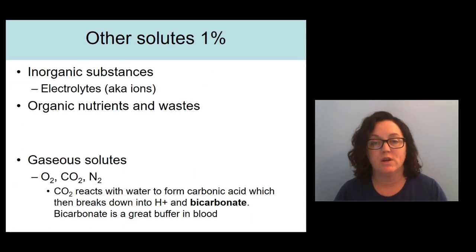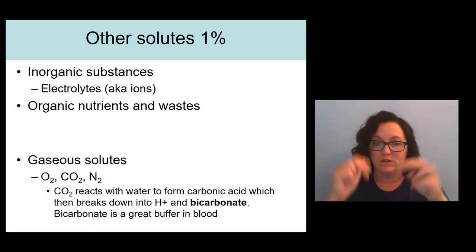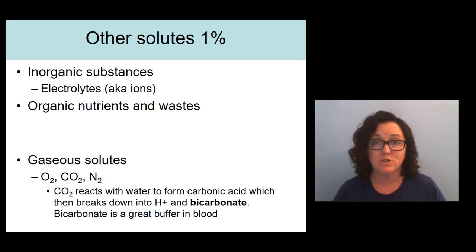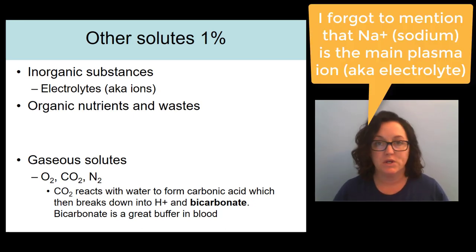So 1% of our blood plasma is this other solutes category. This includes inorganic substances. So these are substances that lack carbon and hydrogen. Most of these are electrolytes or minerals like sodium, potassium, magnesium, calcium, those types of things.